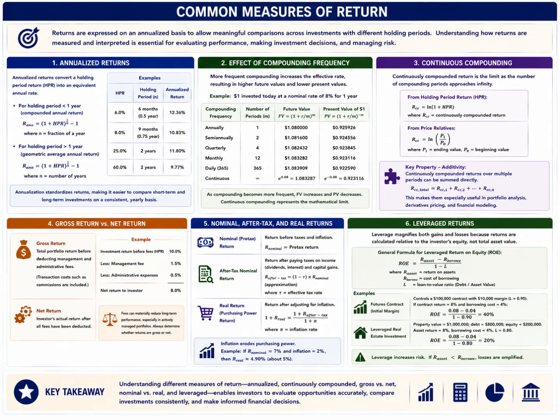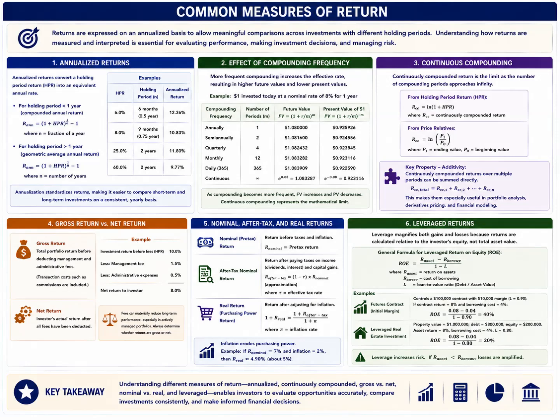The topic also discusses how compounding frequency affects future value and present value calculations. More frequent compounding increases the effective interest rate, leading to higher future values and lower present values. Examples using annual, semi-annual, quarterly, monthly, and daily compounding illustrate how even small increases in compounding frequency can slightly alter investment outcomes and valuation estimates.